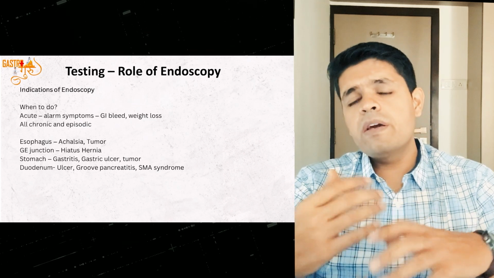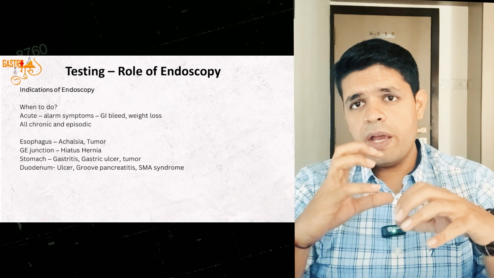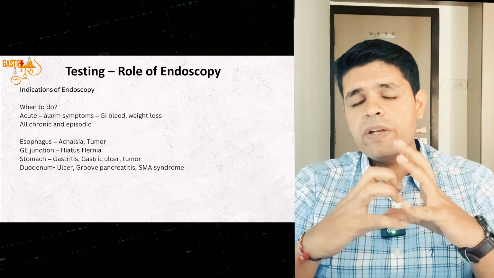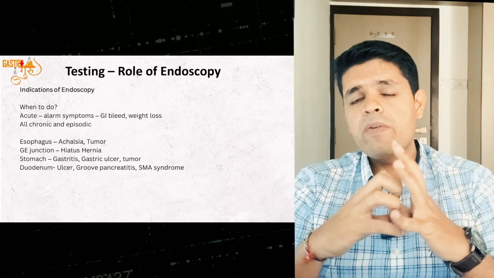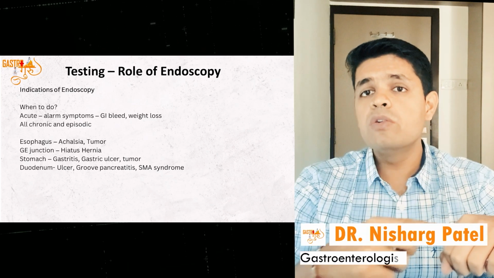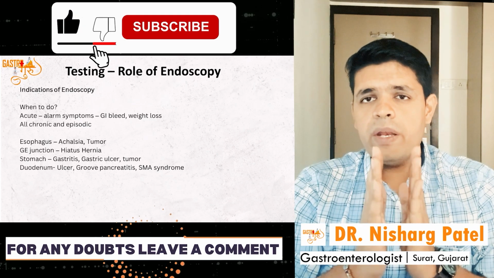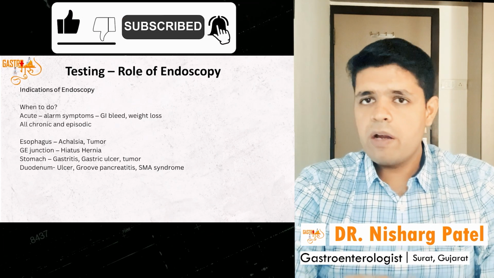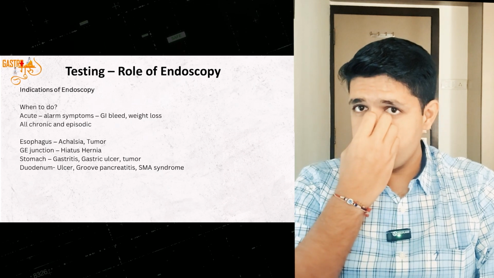When there are recurrent acute episodes of pancreatitis or a chronic pancreatitis, the head of the pancreas, if it is getting inflamed again and again, will compress the duodenum and cause a groove pancreatitis. So there will be pancreatitis in the duodenal groove, and it will cause narrowing of the duodenum and gastric outlet obstruction. Then there is SMA syndrome, that is superior mesenteric artery syndrome.